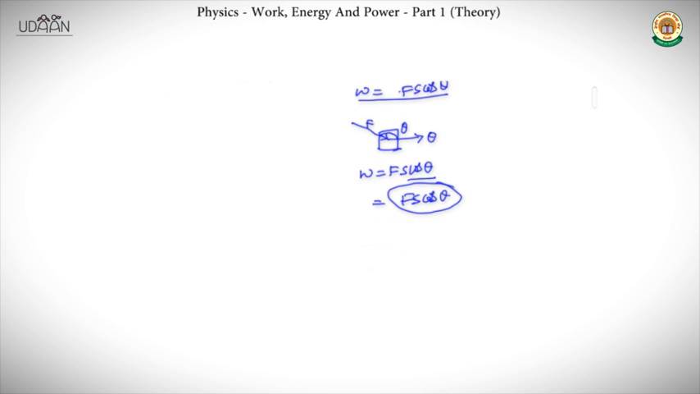And zero work. Suppose we are holding a string with a bob. If we swing the string and the body moves in a circular direction, in this case the centripetal force acts in the radially inward direction, and the instantaneous displacement ds is perpendicular to this. So the work done at this position will be equal to Fs cos theta. Here, as theta is equal to 90 degrees, work done will be equal to 0. So now let us move to the next slide.